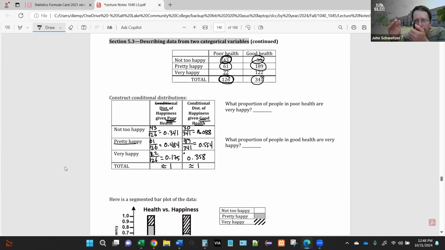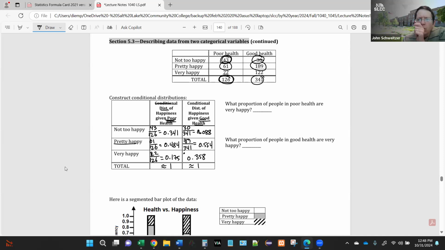But so if you get 0.997, it's probably fine. If you get 0.58, then you've made a mistake, right? So it's good to just double check these things. It's so easy to miss a number here or there. So by adding down the columns, you can just cut down on errors.